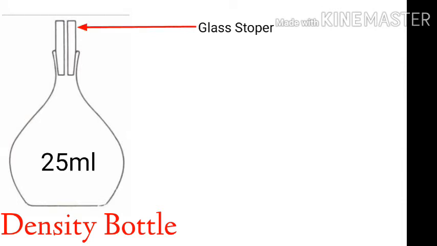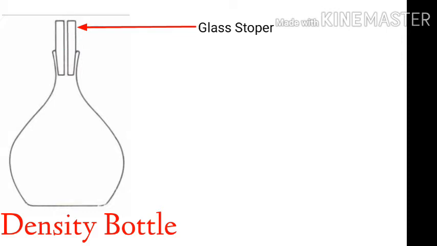Now the next topic of the lesson is the density bottle. So we will see the density bottle. A density bottle is a specially designed bottle which is used to determine the density of a liquid, as shown in the figure. It is a small glass bottle having a glass stopper at its neck. The bottle can store a fixed volume of a liquid. Generally, the volume of a bottle is 25 ml or 50 ml. The stopper has a narrow hole through it.